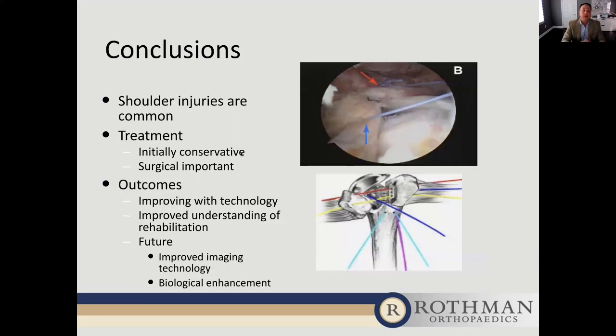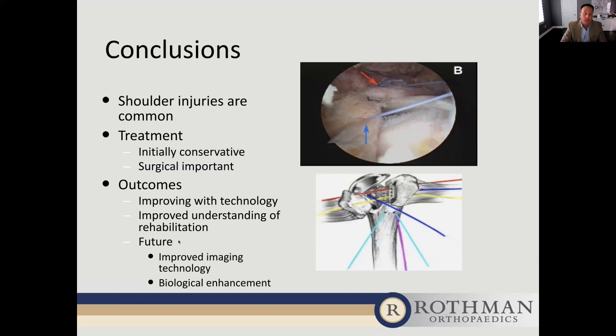In conclusion, shoulder injuries are very common. Again, I try to stress that conservative treatment is very important. Not everybody who walks into my office gets surgery. Probably about 90% of people who walk in the office are not getting surgery. That means about 10% are. So we really try to treat people non-surgically if possible.